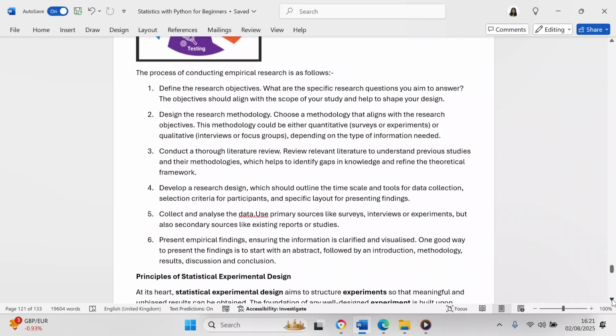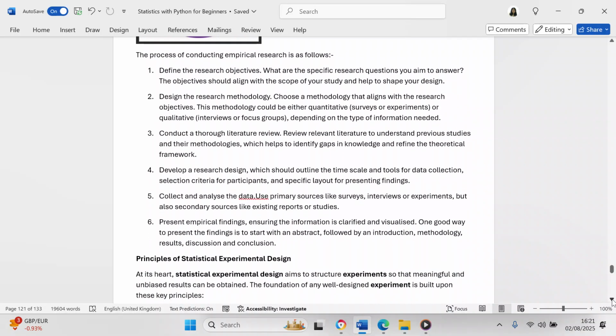So the process of conducting empirical research is as follows. 1, you define the research objectives. What are these specific research questions you aim to answer? The objectives should align with the scope of your study and help to shape your design.